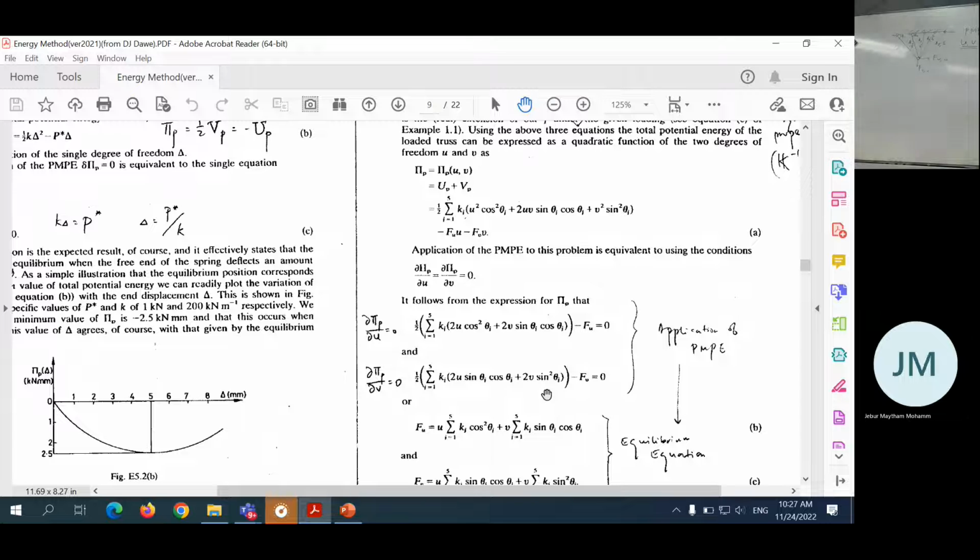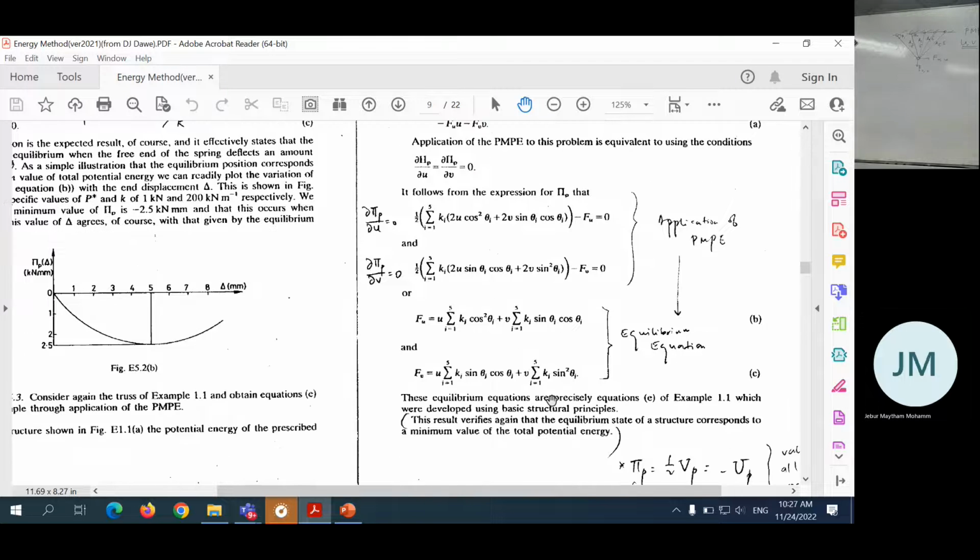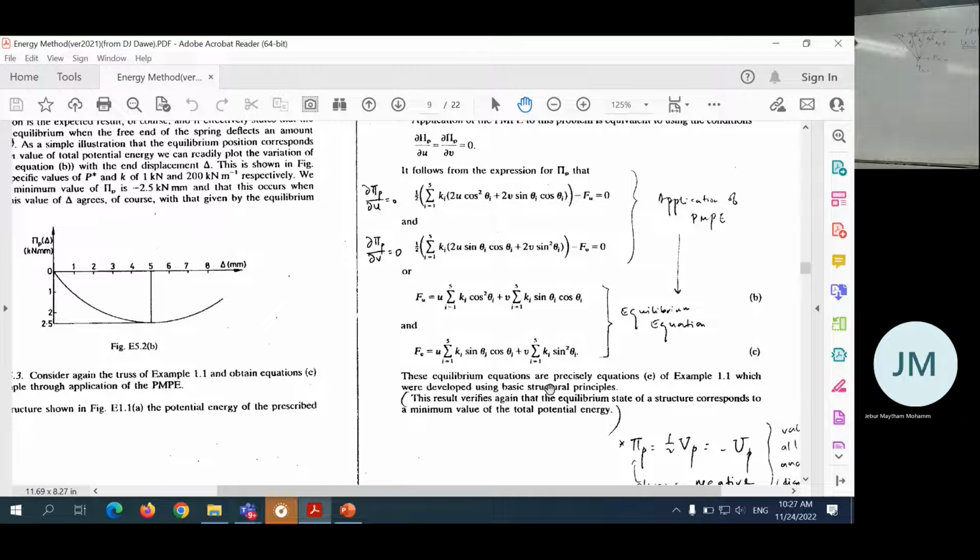So again, application of PNPE means that you have to differentiate first with U, next with V. So you get two equations, and if you summarize them, finally you get the equilibrium equations that we need to solve this problem. So by applying PNPE, we get the equilibrium equations. This one is given as the loading. All this K1, K2, K3 we can calculate because K is AE over L. K is the axial stiffness. Axial stiffness is AE over L.